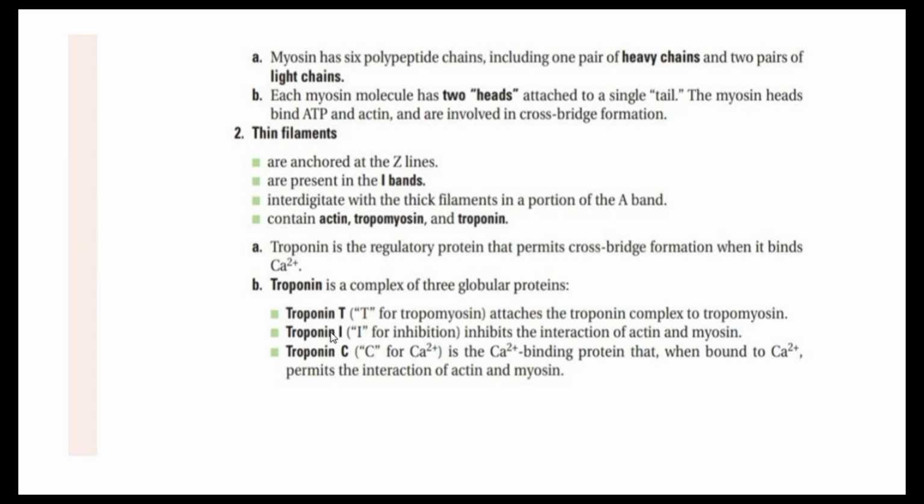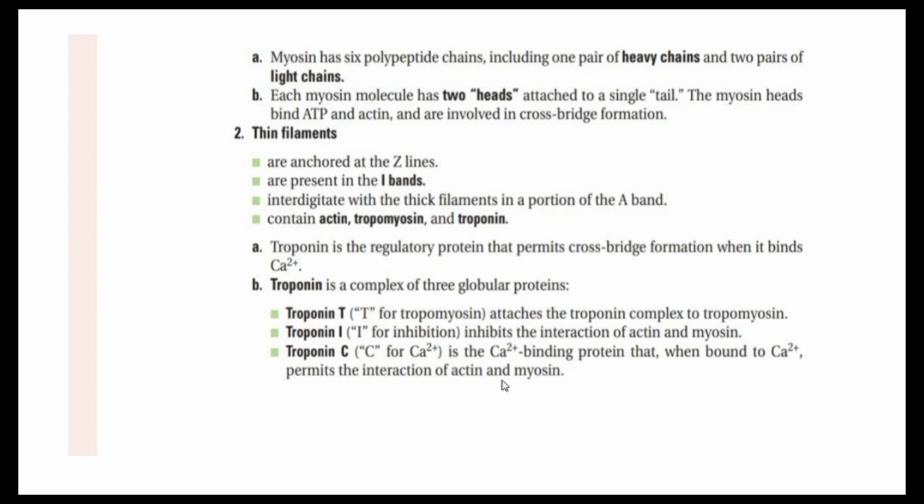The T in troponin T stands for tropomyosin because it attaches the troponin complex to tropomyosin. And in troponin I, the I is for inhibition because it inhibits the interaction of actin and myosin. The last, troponin C, the C is for calcium because it is the calcium binding protein. And when it binds calcium, it permits the interaction of actin and myosin.